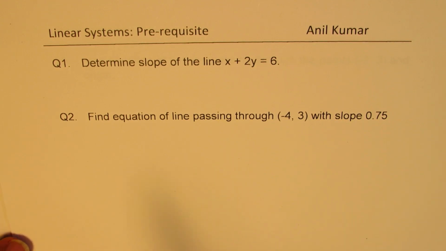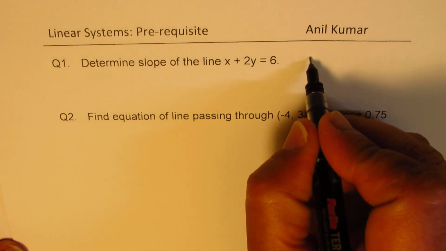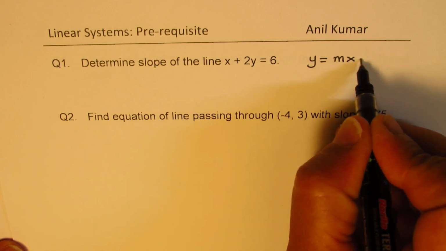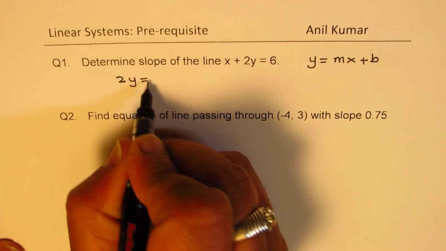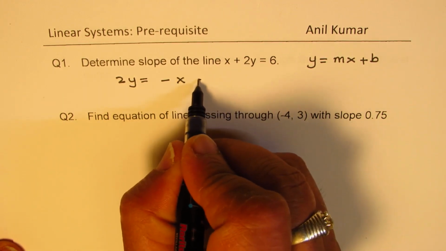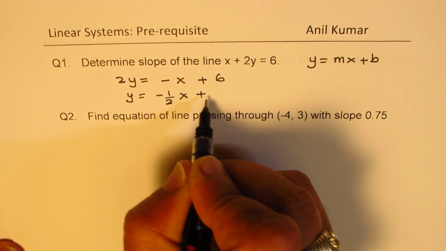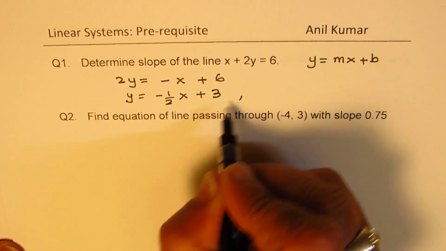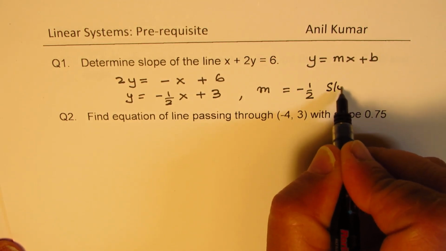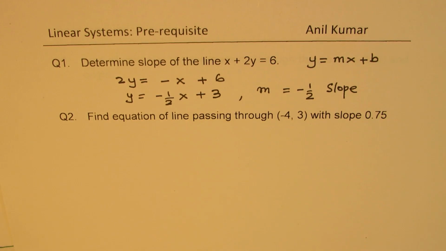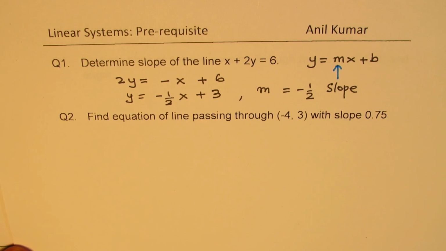Question number 1, straightforward. Determine slope of a line x plus 2y equals 6. So let's write this in the form of y equals mx plus b, right? So we need to isolate y. So we can write this as 2y equals minus x plus 6. y equals minus half of x plus 6 divided by 2, which is 3. Now in this case, slope m is equal to minus half, right? So that is the slope. In the equation y equals mx plus b, m is the slope. So that is how you figure it out.